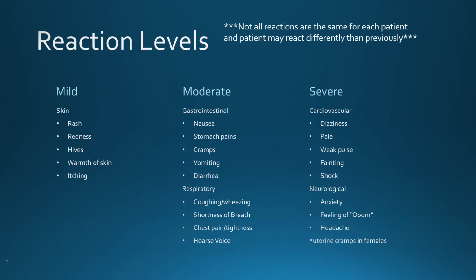Reaction levels to anaphylactic shock can range from mild to moderate to severe. With skin, they may experience rash, redness, hives, warmth of skin, or itching. Moderate leads to gastrointestinal issues such as nausea, stomach pains, cramps, vomiting, or diarrhea. They may experience respiratory distress such as coughing, wheezing, shortness of breath, chest pain and tightness, or a hoarse voice.